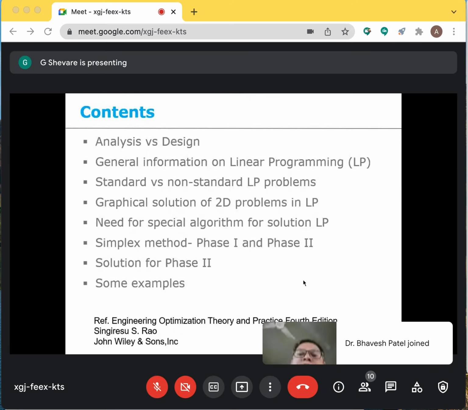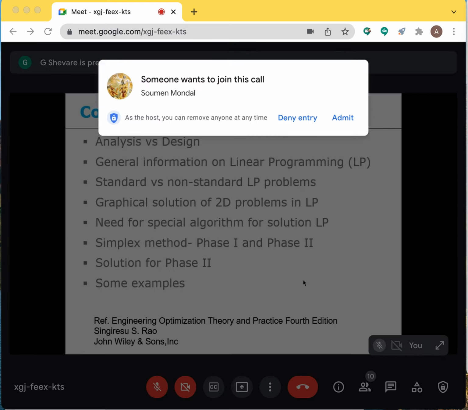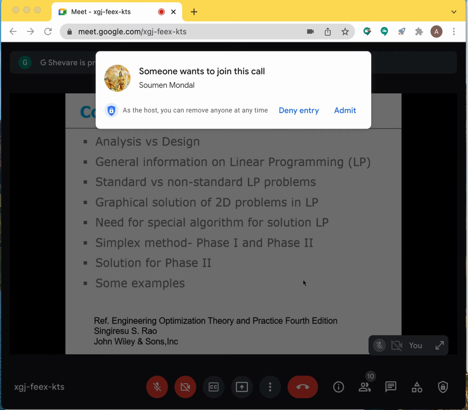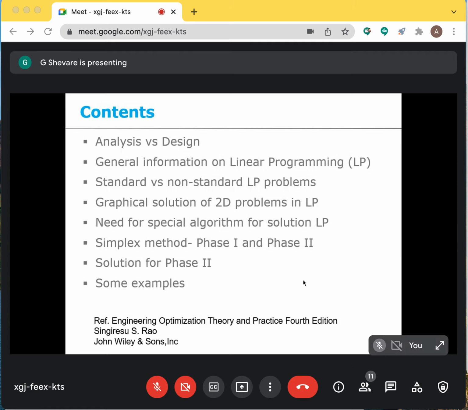Then we'll have some general information on linear programming, which is the topic that we'll be covering in this lecture. Invariably, linear programming is always attempted for what is called a standard problem. So we'll see what is a standard problem and compare that with what is called a non-standard problem. We'll spend quite some time on the graphical solutions of linear programming in 2D. That means there are two design variables, or two variables which represent the design of the system, and how to optimize the system with these two design variables in a two-dimensional plane is what we shall spend time on.